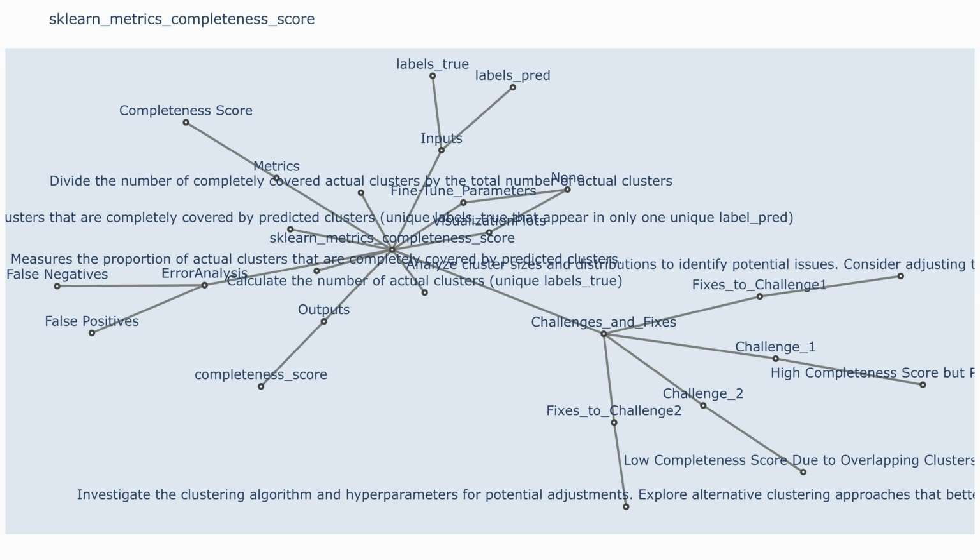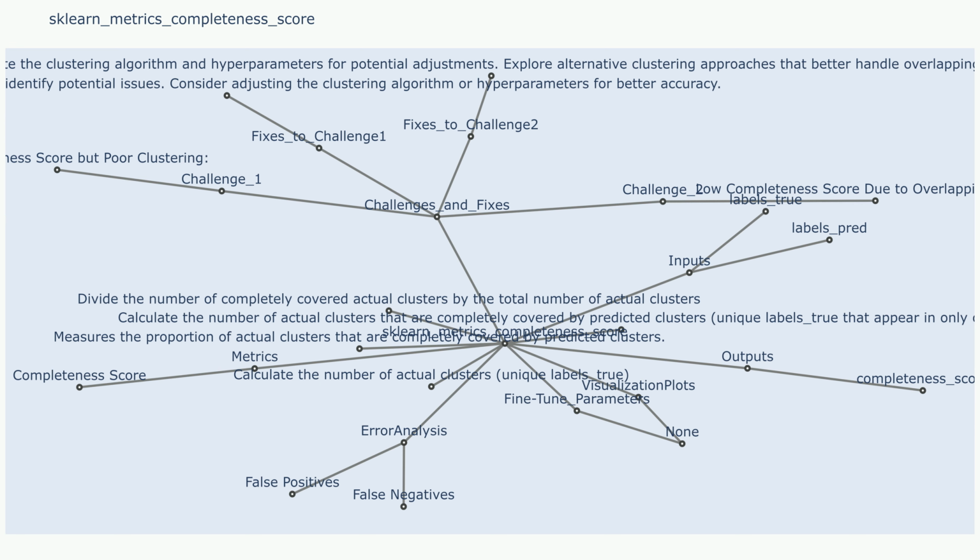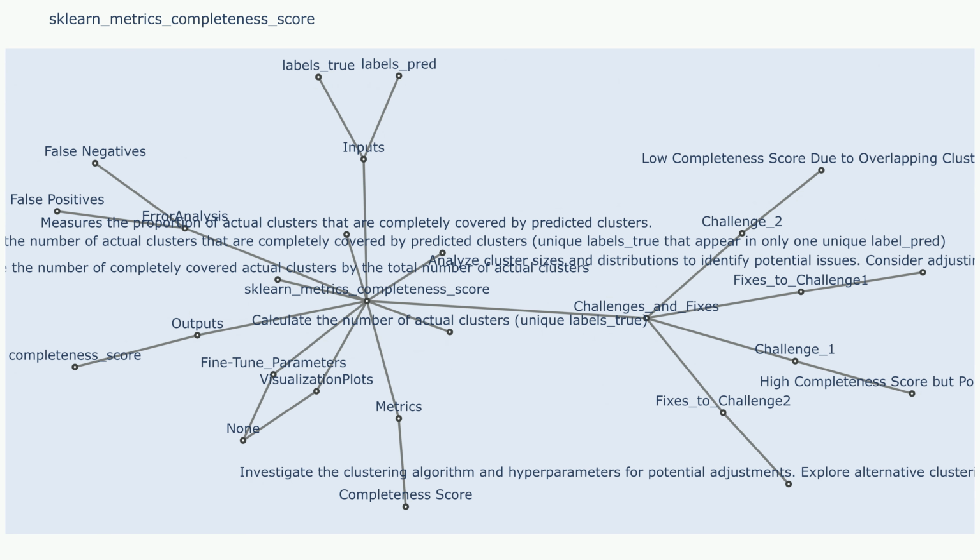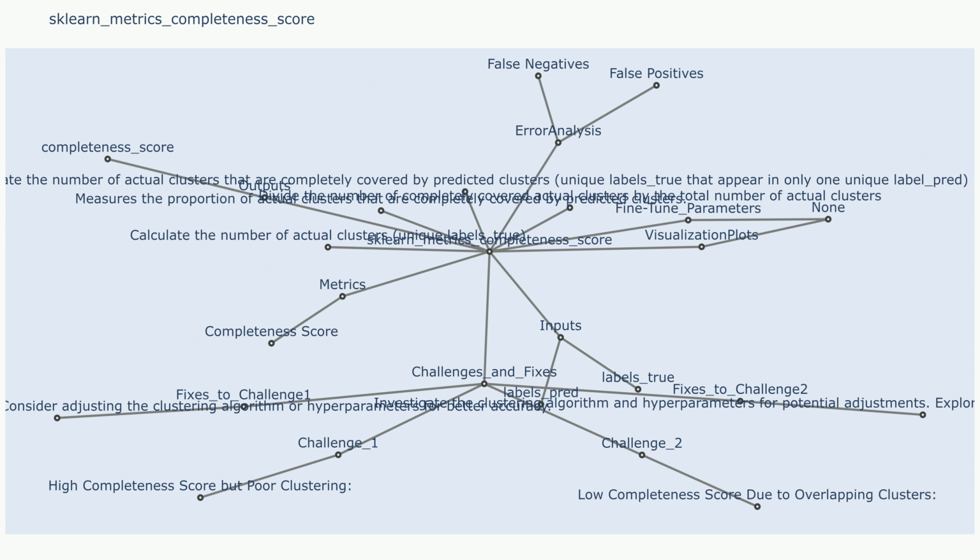sklearn metrics completeness score. Description: the completeness score metric is used to evaluate the performance of clustering algorithms. It measures the extent to which all members of a given cluster in the ground truth are also part of a cluster in the predicted clusters. A completeness score of 1.0 indicates that all members of each ground truth cluster are also part of a predicted cluster. A score of 0.0 indicates that no members of any ground truth cluster are part of a predicted cluster.